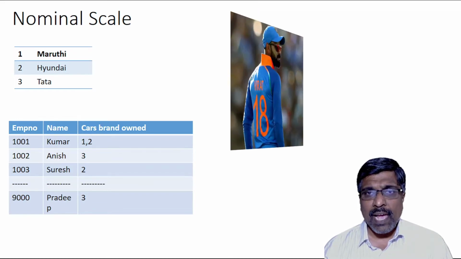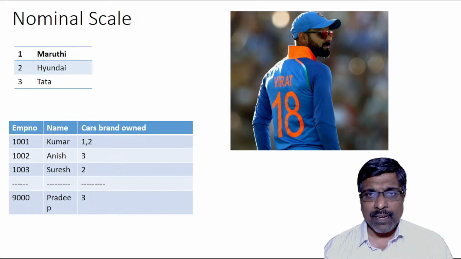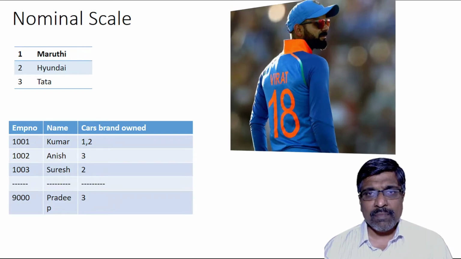Or Virat Kohli having a number called 18. Now, why did he choose a number called 18? Because it's understandable that he lost his father at the age of 18. So basically he chose the number called 18.